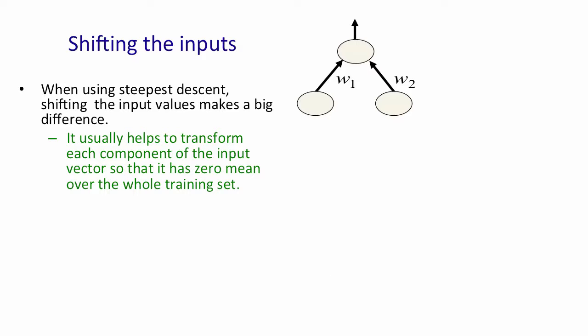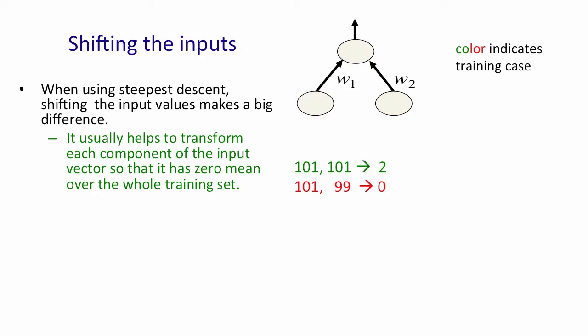So suppose we have a little neural net like this, just a linear neuron with two weights. And suppose we have some training cases. The first training case says when the inputs are 101 and 101, it should give an output of 2. And the second one says when they're 101 and 99, it should give an output of 0. And I'm using colour here to indicate which training case I'm talking about.